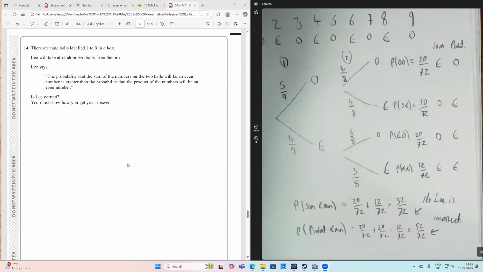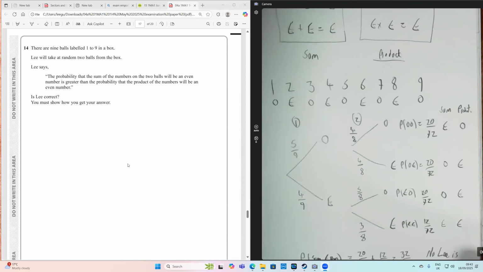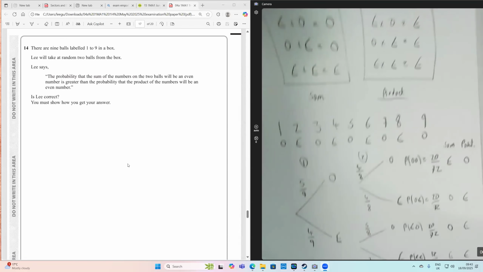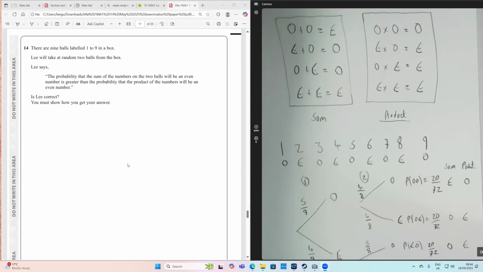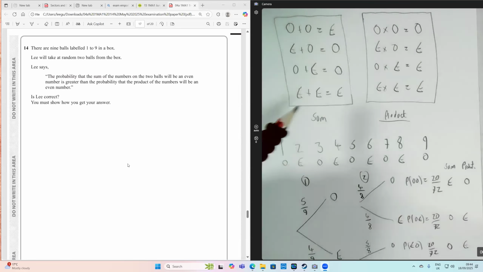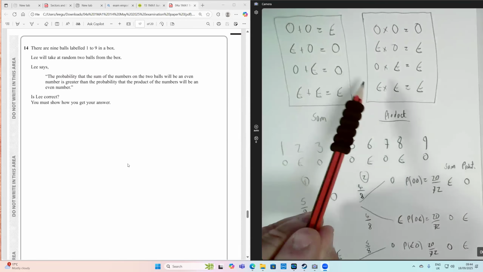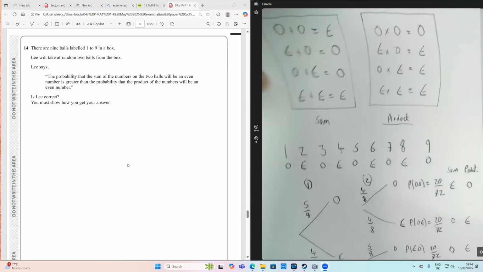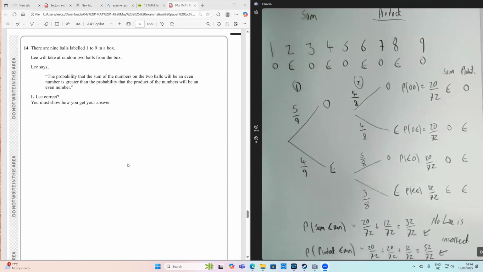I hope that you found that useful. I personally thought that was a super tricky question of its type. I've seen them combine odd and even before, but this is the first time I've seen them combine the idea of a product and a sum together, which I think makes it especially difficult. So really well done if you followed that one, and I hope you found it useful. I shall look forward to seeing you in the next video.